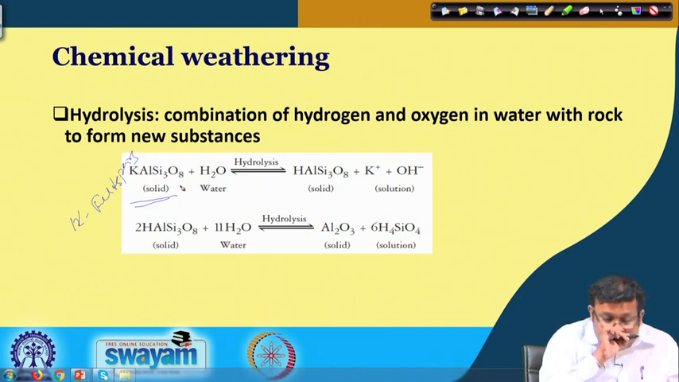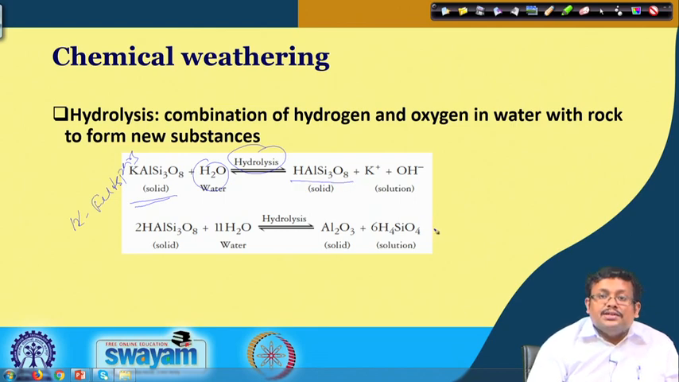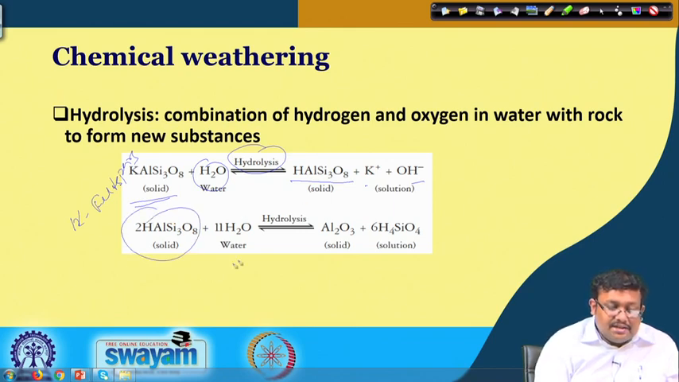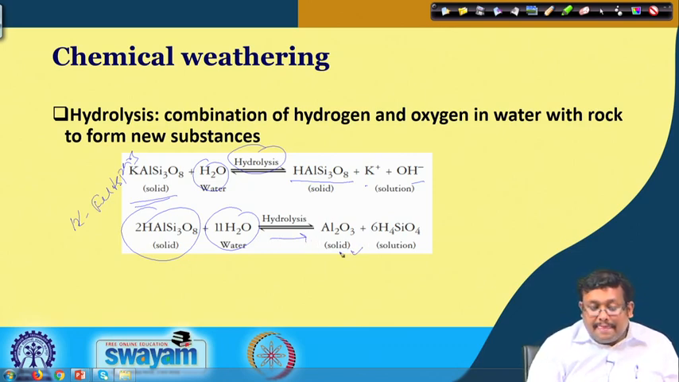Now, when the potassium feldspar reacts with water in the hydrolysis process, it converts into HAlSi3O8 and also K+ and hydroxyl anion. Subsequently, you will see that this HAlSi3O8 reacts with water in the hydrolysis process to form aluminum oxide or alumina and silicic acid.